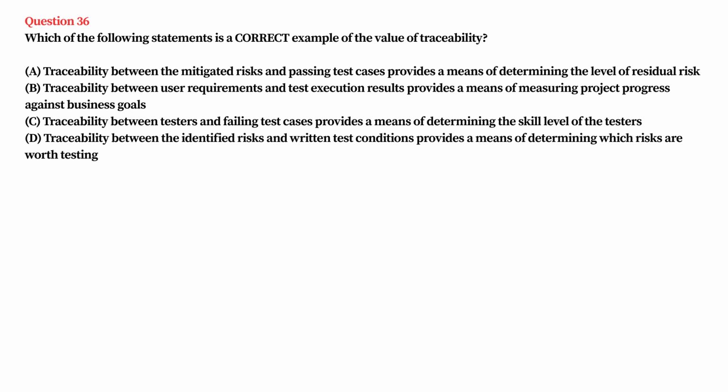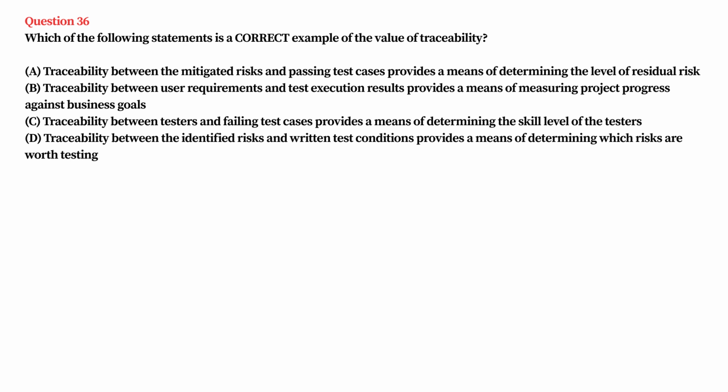Answer, A, is not correct. Traceability between the mitigated risks in passing test cases provides little information, because to be mitigated by testing, the risks would need to have a corresponding passing test case. To be able to assess residual risk, traceability between all risks and test results needs to be available, so that the risks that do not have a corresponding passing test can be identified as the residual risks.